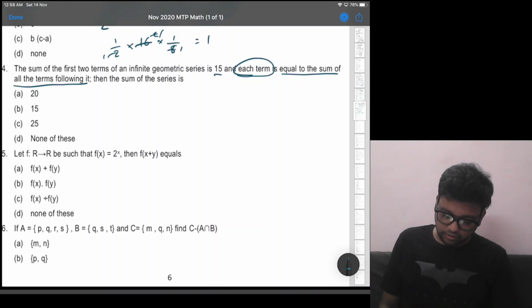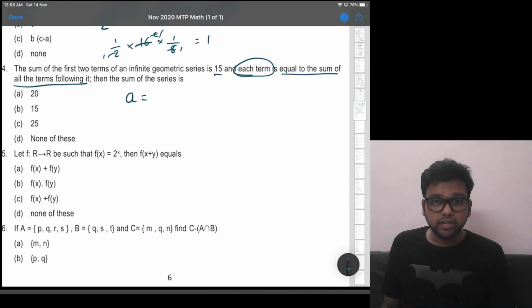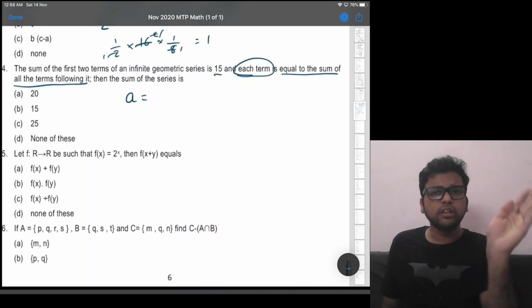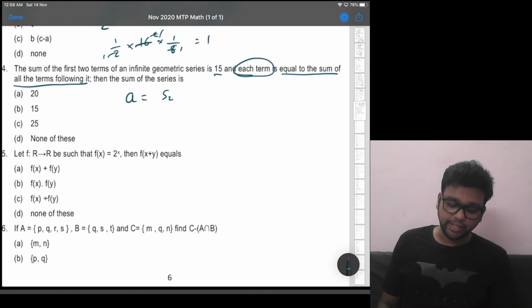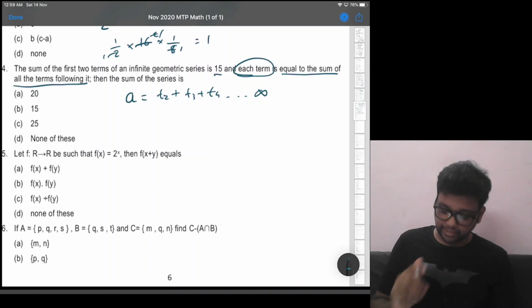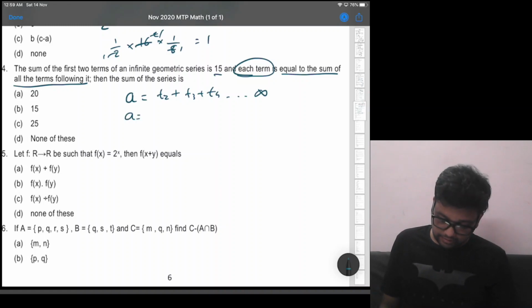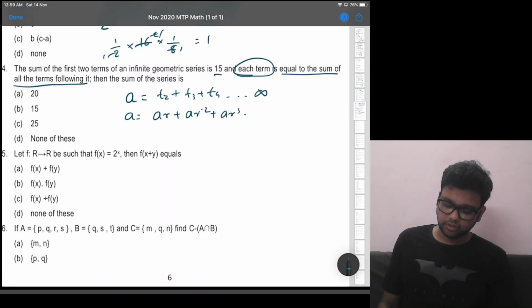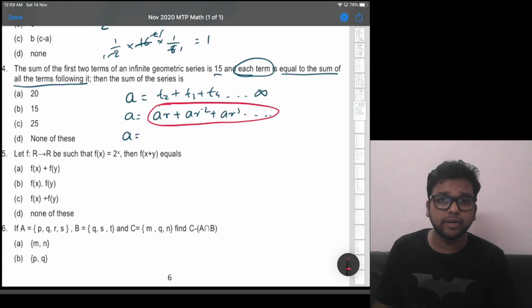That means what? First term, let's say A, will be equal to the sum of all the terms following it, means T2 plus T3 plus T4 up to infinity. Now understand carefully. First term is A, second term is AR, third term is AR square, then AR cube and so on. So if you observe, let's keep this A as it is. If you observe, this is also an infinite geometric progression.